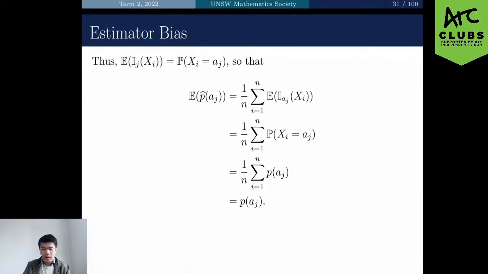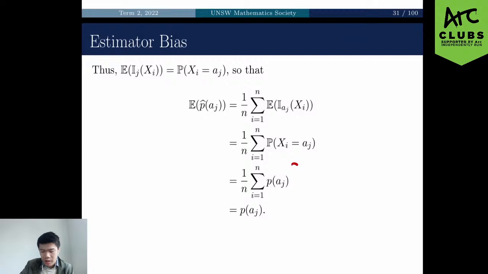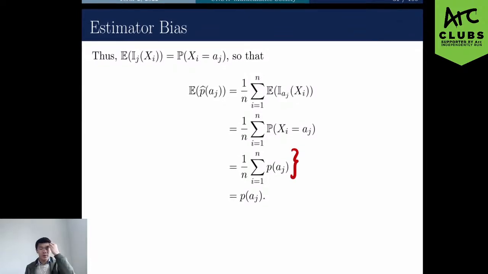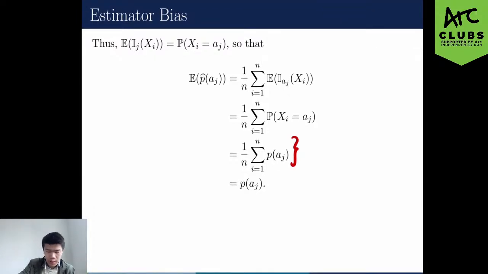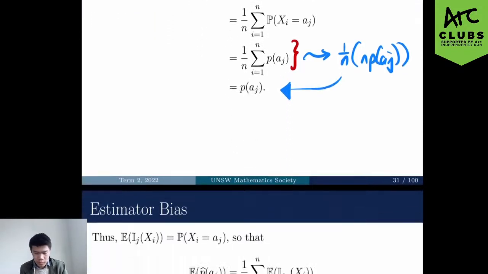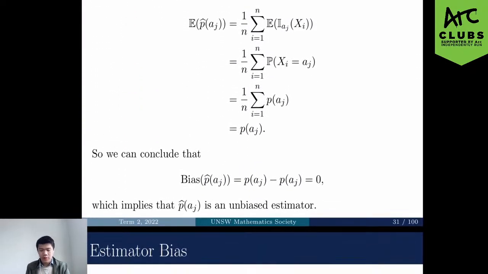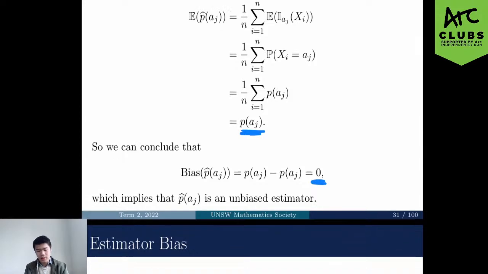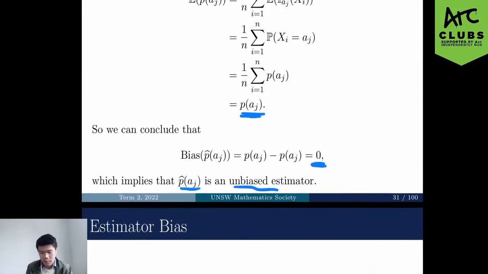Cool, to sum it up, we get the sum of n P of aj's, and hopefully this is something we've done before. If you sum up a constant n times, you just get n times that constant. So this works out to be 1 on n times n P of aj, which is just equal to P of aj. Cool. So the last step is just to calculate the bias, which just means take this and subtract P of aj, and then you'll get 0. And so that implies that this thing is an unbiased estimator.